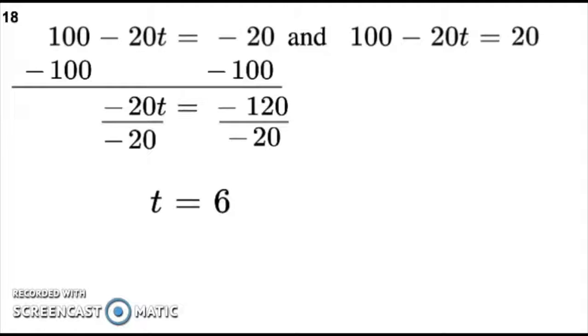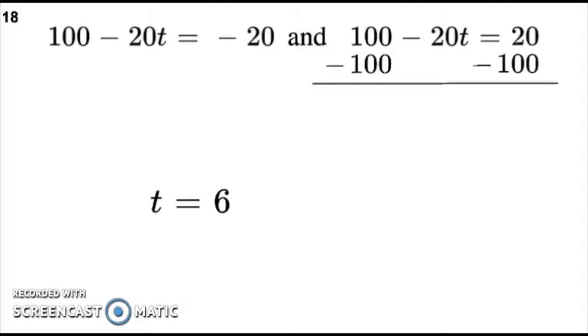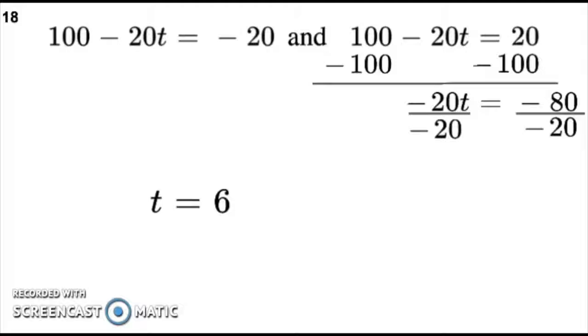Okay, now for the second equation, again, subtract the 100. You have -20t equals -80. Divide both sides by -20, and t equals 4. So my answers are going to be 6 and 4.